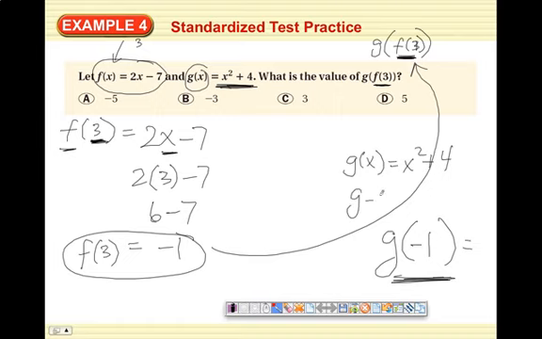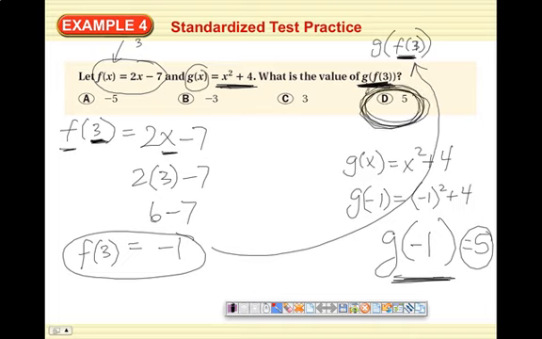So G of negative 1 means replace x with negative 1: negative 1 squared plus 4, which is 1 plus 4, gives me 5. There you go. G of negative 1 equals 5. So G of F of 3, all this together, the composition, is equal to 5. Here you go. There's example 4. Just finding something like this.